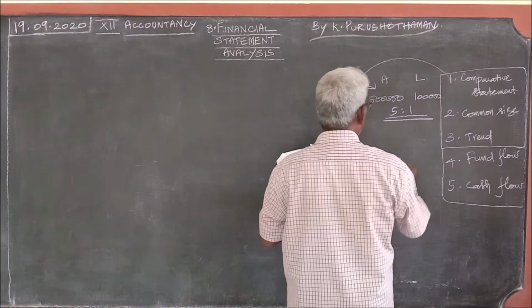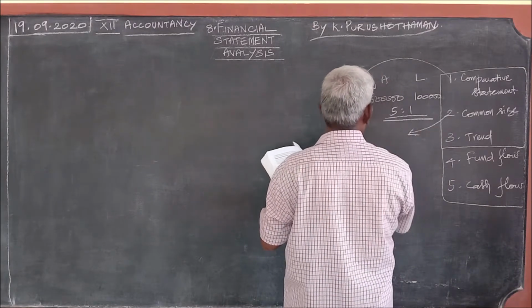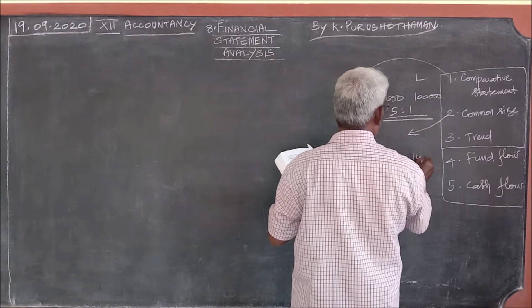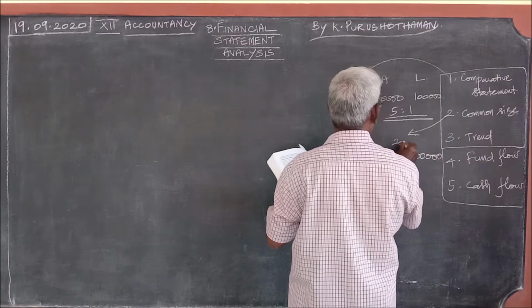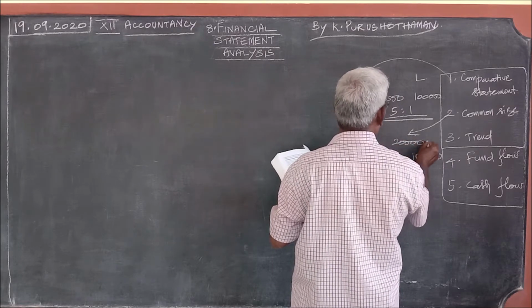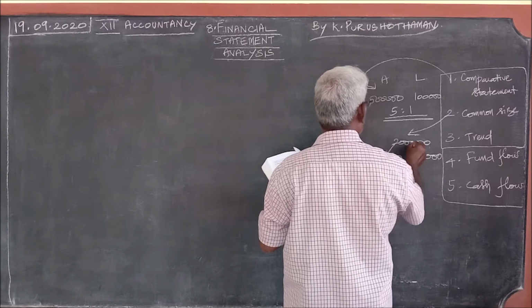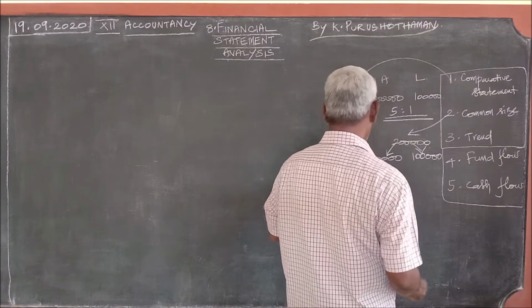Common size statement. How is this a common size statement? The same 5 lakhs, and this is 1 lakh. A common amount size is taken as 2 lakhs. And with the 2 lakhs, 5 lakhs is how much? And this is how much? This is compared like the common size.